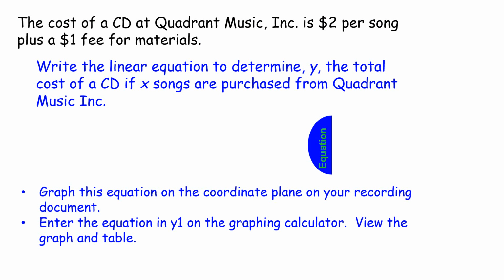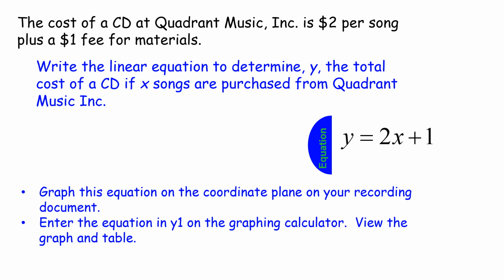Alright, the cost of a CD at Quadrant Music, remember, is $2 per song, plus a $1 fee for materials. Write the linear equation to determine y, the total cost of a CD, if x songs are purchased from Quadrant Music Incorporated. Alright, so here's the equation: 2x plus 1. Okay, because it's $2 per song, plus a $1 fee. Remember, our fees usually are the y-intercept.